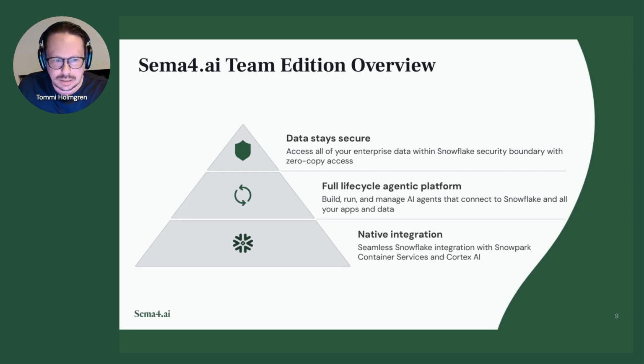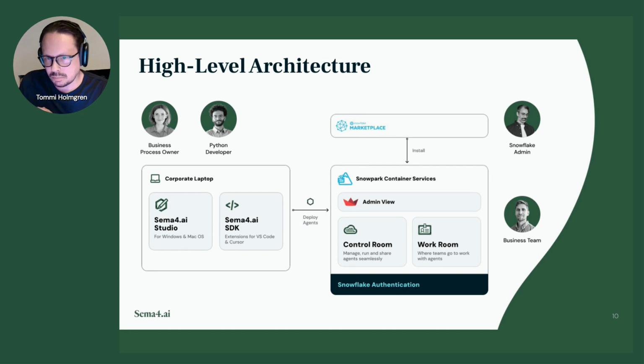So let's have a quick look at the architecture. How does a Semaphore AI deployment in Snowflake look like? There's a few personas in play. We are not covering today in this webinar the agent build experience, which is a business process owner or Python developer task, happens on a corporate laptop using Semaphore AI Studio and the SDK we offer for building custom actions. This is not covered today, but once these personas have built an agent, it can be deployed over to the production environment. And this is what we are talking about today.